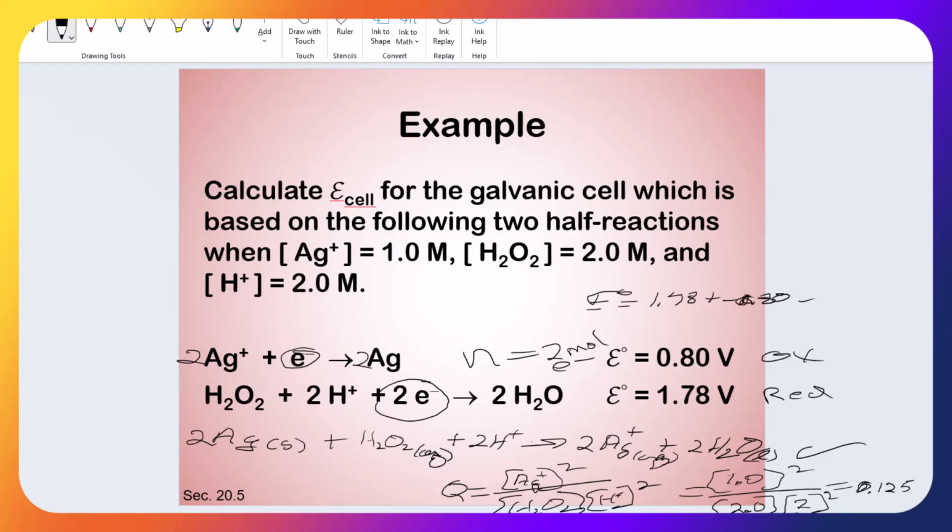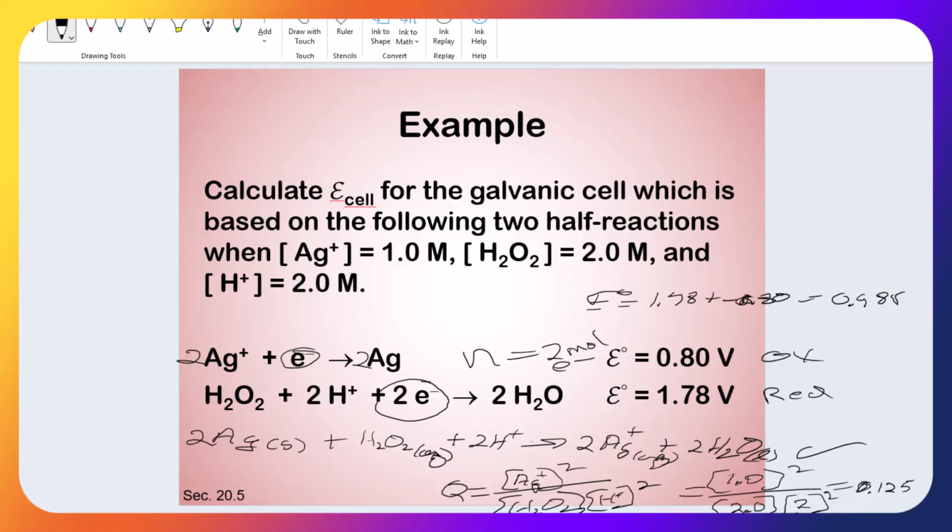All right, let's see what we got. So that looks pretty easy. 1.78 plus a minus 0.8, which gives us 0.98. So our standard cell potential is 0.98. Okay, and that's volts.